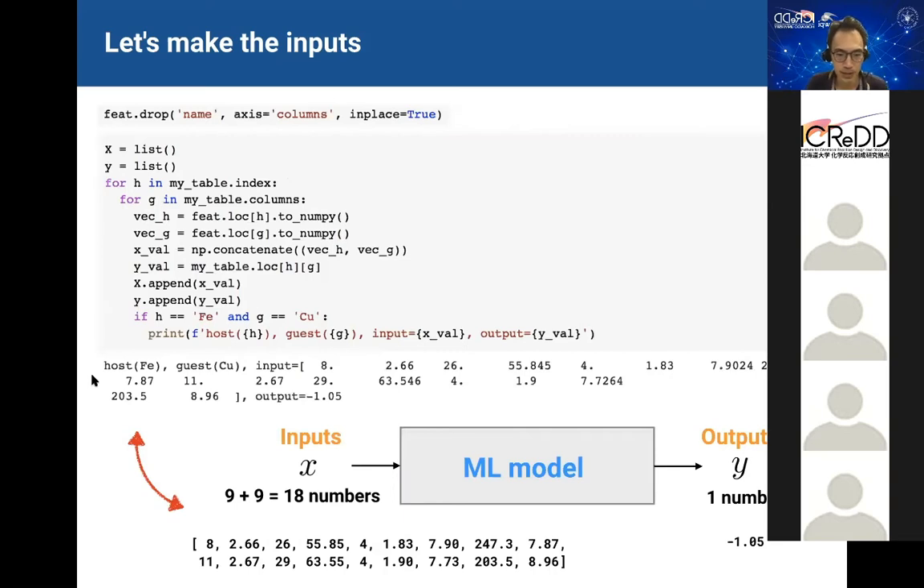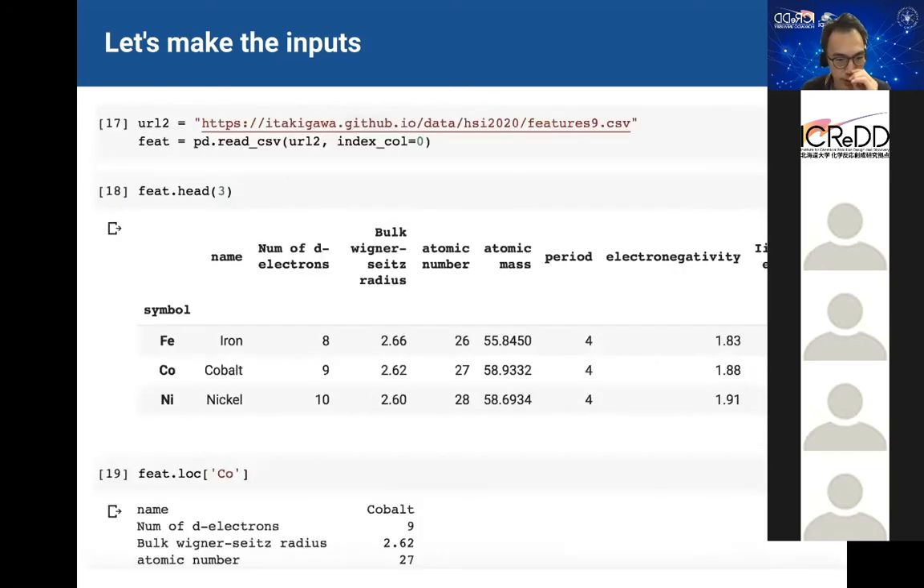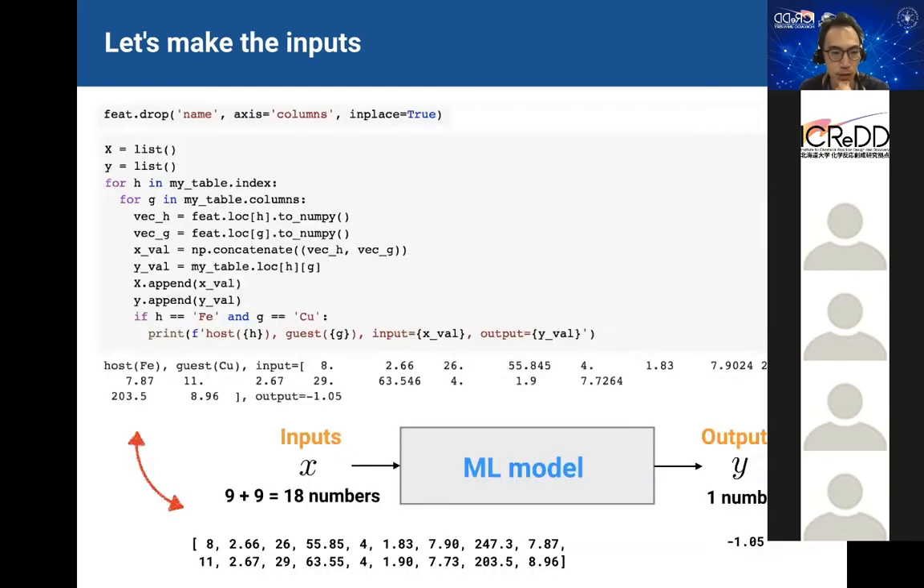Then we can build this table like this. We first initialize the tables. The name column is not needed, because what we need is the 8 values after this value, so we drop this name column here. After that, we initialize X and Y. X is our final input, and Y is the final output.